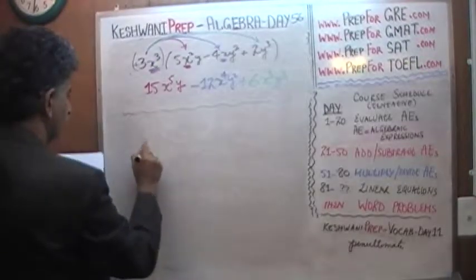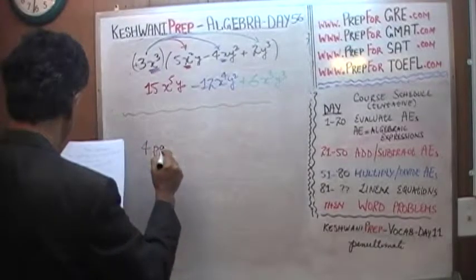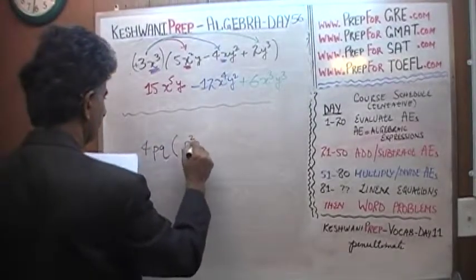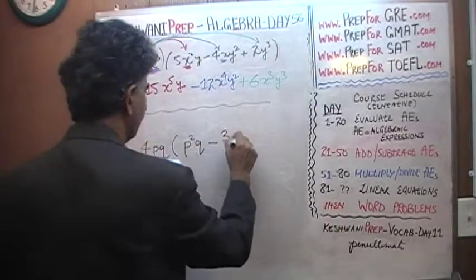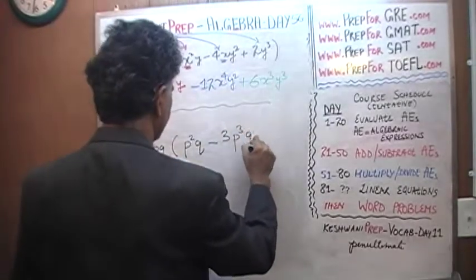We have 4pq times p squared cubed minus 3 p cubed q raised to 4.